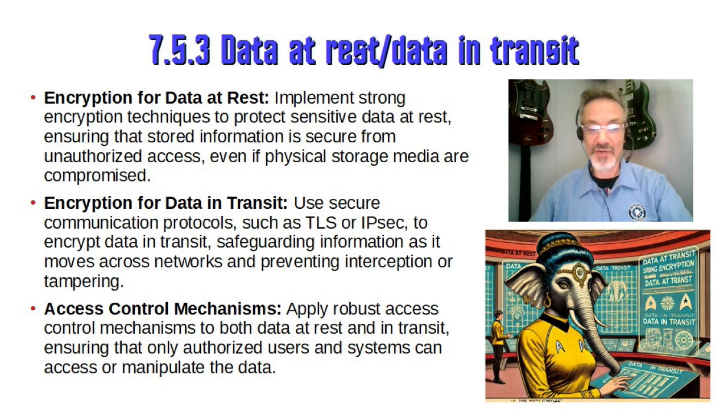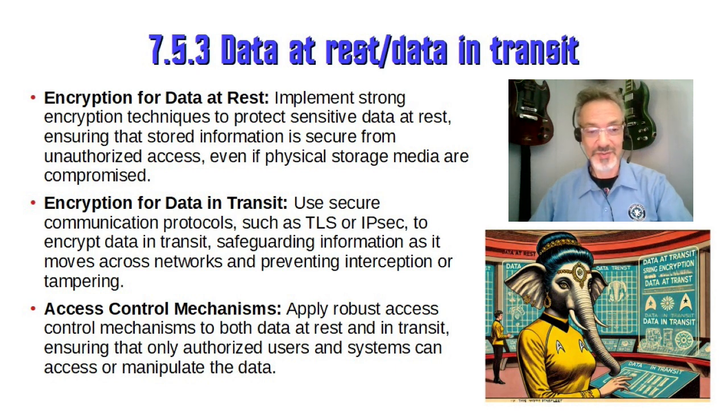7.5.3 Data at rest, data in transit. So we've been focused on physical media. Now we're going to look at the message or the actual data that's stored or moving between media. So this subtask addresses techniques needed to secure data, whether it's stored at rest or being transmitted in transit. Some key elements. Encryption for data at rest. When data is stored on physical media like hard drives, tapes, or other devices, encryption is a critical defense. By encrypting the data, even if someone gains unauthorized access to the media, they won't be able to read the information without decryption keys. Strong encryption methods are crucial for protecting data at rest.